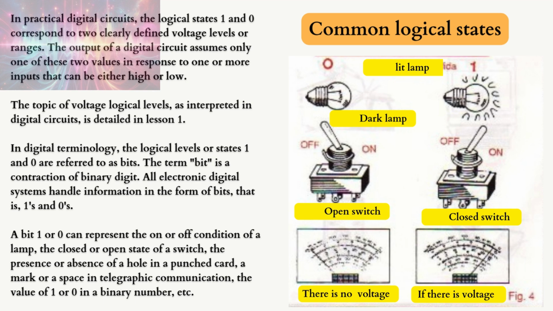In digital terminology, the logical levels or states 1 and 0 are referred to as bits. The term bit is a contraction of binary digit. All electronic digital systems handle information in the form of bits, that is, 1s and 0s. A bit, 1 or 0, can represent the on or off condition of a lamp, the closed or open state of a switch, the presence or absence of a hole in a punched card, a mark or a space in telegraphic communication, the value of 1 or 0 in a binary number, etc.